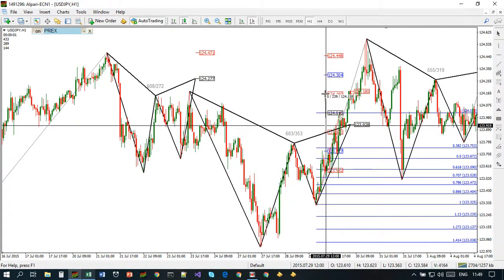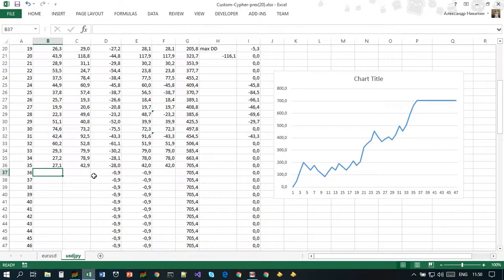We go here, it is 23.9 versus 24.7, and it was a stop loss this way.